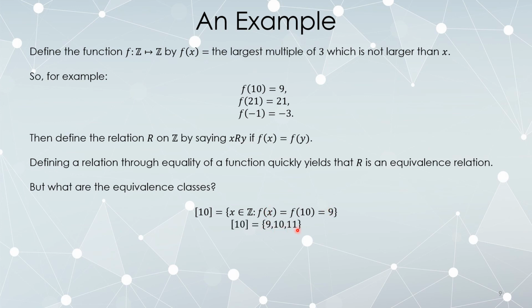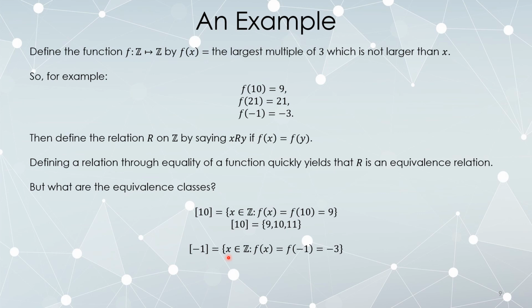It's 9, 10, and 11. The largest multiple of 3 not bigger than 9 is 9. The largest multiple of 3 not bigger than 10 is 9. The largest multiple of 3 not bigger than 11 is 9. But once I hit 12, I'll have bigger multiples of 3, and once I hit 8, I'll have smaller multiples of 3.